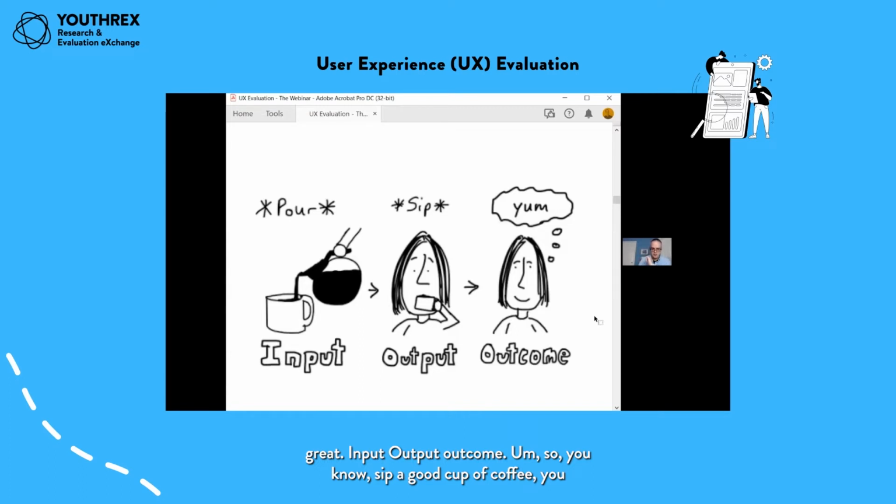Sip a good cup of coffee. That's an action. The consequence is that deliciousness that you feel if you like coffee. My wife does not like coffee, so she would not believe that would be true. So that would not be the consequence she would have. She would spit it out probably.